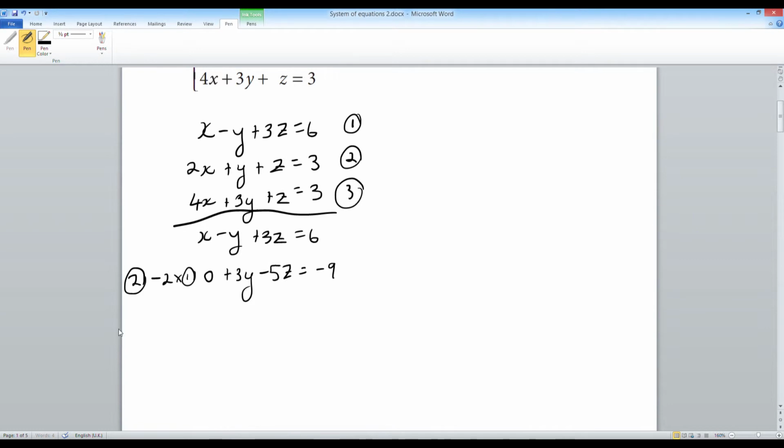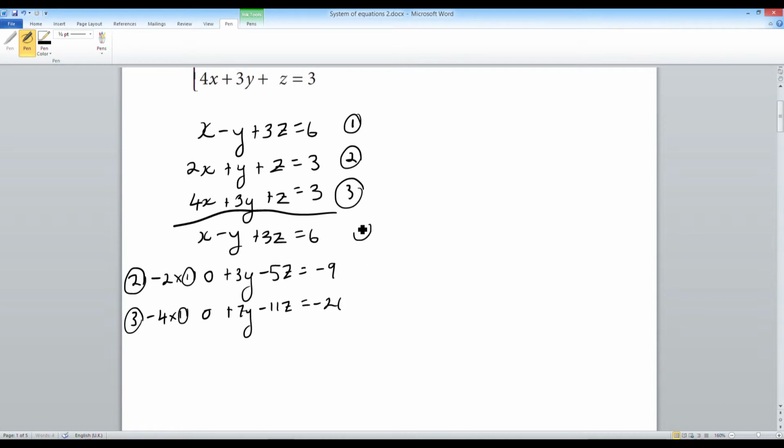For my last equation here, how do I eliminate the x? I'm going to say my third row minus 4 times my first row. 4x minus 4x is 0, 3y minus negative 4y is going to be plus 7y, z minus 4 times 3z is going to be minus 11z, and then for my constants here, 3 minus negative 4 times 6 is going to be negative 21.